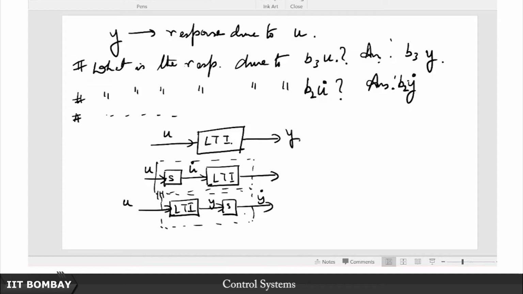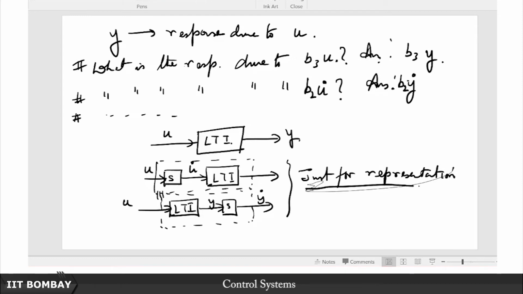Of course, I am not saying that the actual system contains a differentiator, this is just for representational purposes. Do not go ahead and assume that the actual system also contains a differentiator like this, that will be incorrect. This is just what I am doing to convince you that it is nothing but the superposition principle at work. So now, having seen this, we know that this is going to be B2 times y dot.